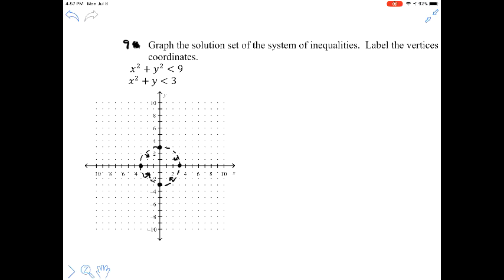Okay, now this bottom inequality is going to be a little bit easier for us to conceptualize if we put y all alone. So y is less than negative x squared plus 3. All I've done is move the x squared over. We okay so far? That might help us visualize better what that quadratic is going to look like, the parabola. It's upside down because it's negative x squared.